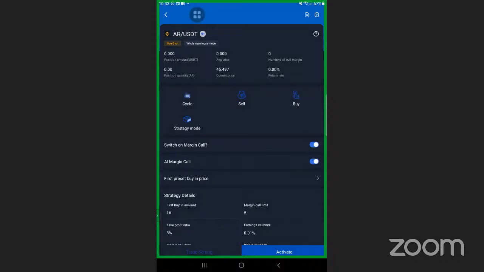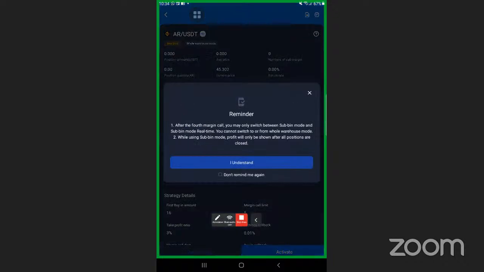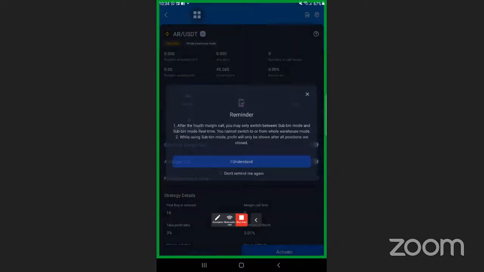Okay, so we are here now. Excuse me. Now, let's conclude. Let me come to the strategy mode now, before we put in the preset price. Here, there's what we call strategy mode. Okay? So come here, tap on the strategy mode. Then you click I understand.